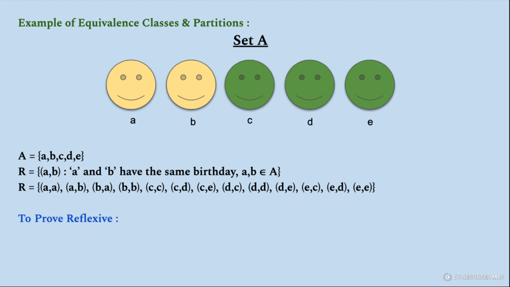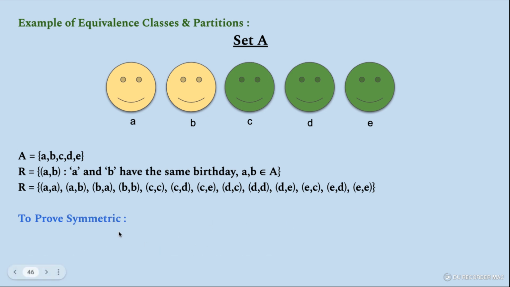Now, to prove reflexive, looking at the relation, what can you say? For every a belonging to set A, (a, a) should belong to R. You have (A, A), (B, B), (C, C), (D, D), and (E, E). So this proves the relation is reflexive. Okay, next, moving on. To prove symmetric, for every (a, b) belonging to the relation, (b, a) should also belong to the relation. That is the condition for symmetric, right? Now, looking at the relation, what can you say?